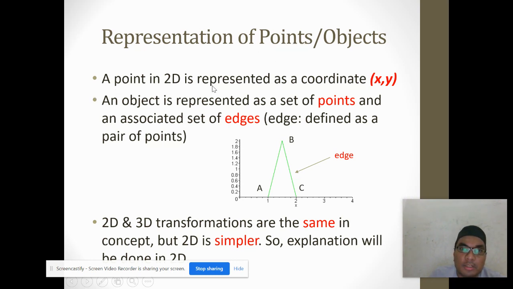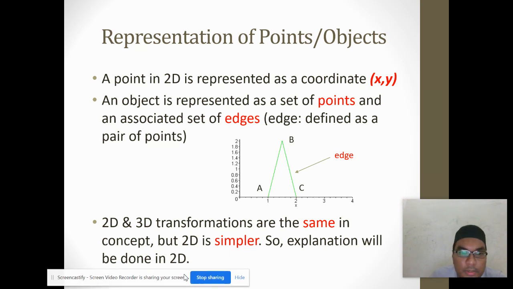A point in 2D is represented by a coordinate of x y, which is the basic. I think most of you know. When we come to 2D, two dimensions, it just involves 2 axes, x and y. An object is represented as a set of points and an associated set of edges, where an edge is defined as a pair of points. So this is an example. You have 3 points, point A, point B, and point C. From B to C we call it an edge, and also A to B, or A to C.